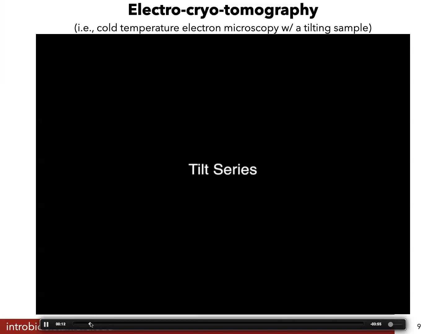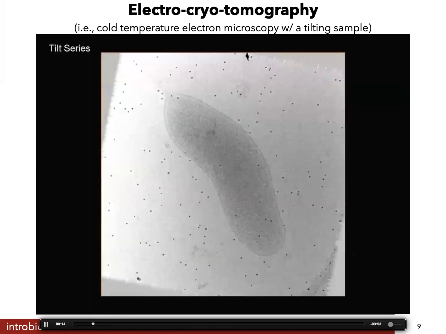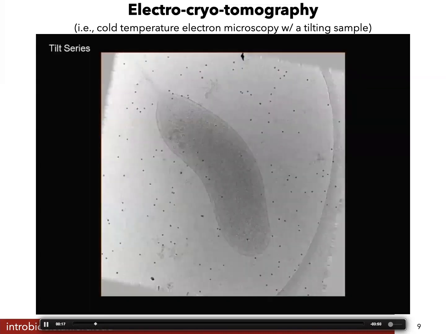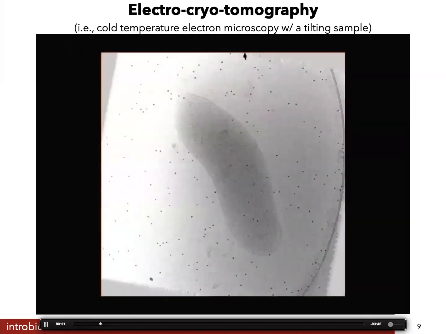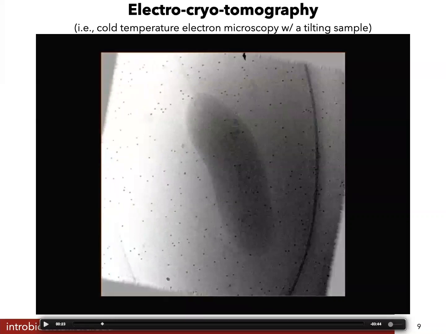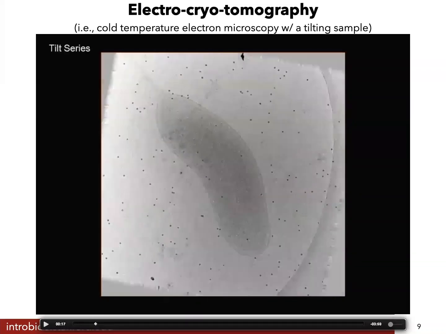The first thing we're going to look at is the sample frozen in one of these fancy microscopes, being tilted and the images being captured. So you can see the tilting. There's a bacterial cell in the middle and it's being tilted back and forth. Isn't that incredible? Let's look at that again.